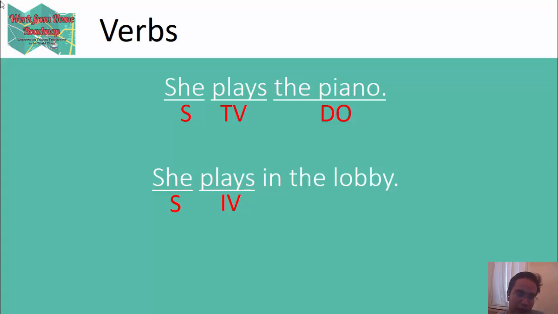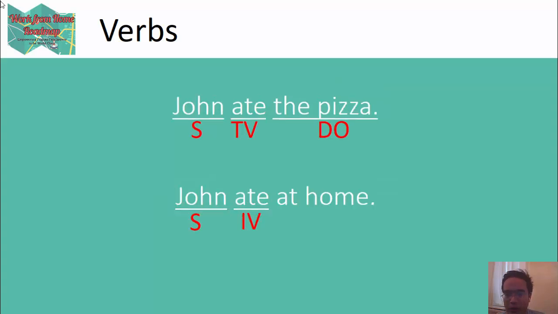The prepositional phrase in the lobby just adds detail to the play's action. Another example, John ate the pizza and John ate at home. In the first example, ate is a transitive verb because it passes action to the pizza. In the second example, ate is an intransitive verb because it does not pass action to the home. John did not eat the home, so it does not receive the action.